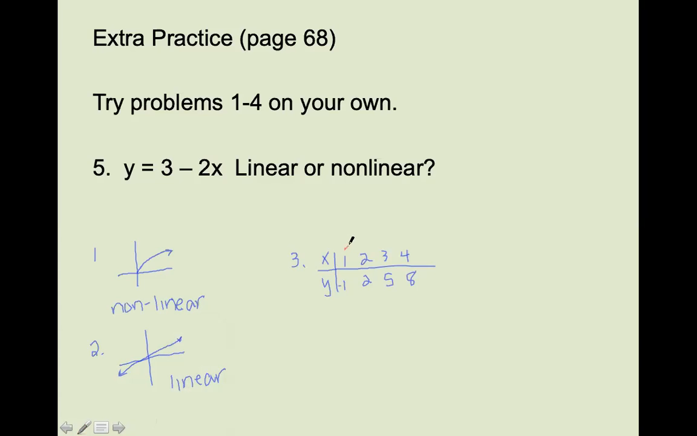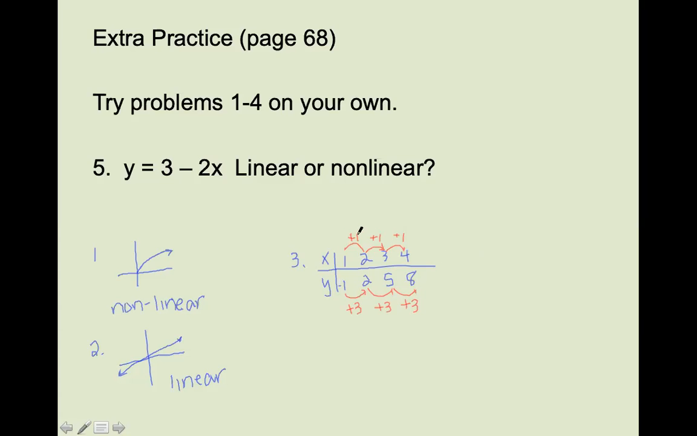So if I go from 1 to 2 on my input, that's an increase of 1. If I go from 2 to 3, again, I've increased 1. 3 to 4, an increase of 1. If I look at my y values, my outputs, if I go from -1 and climb up to 2, I've gone up 3 places. If I go from 2 to 5, again, I've climbed up 3. 5 to 8, an increase of 3.